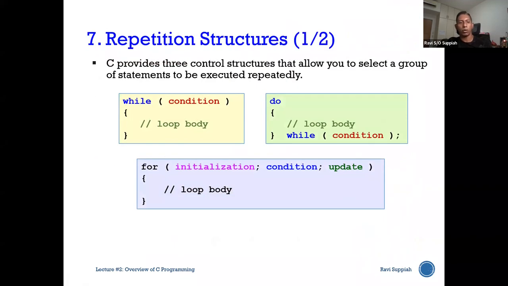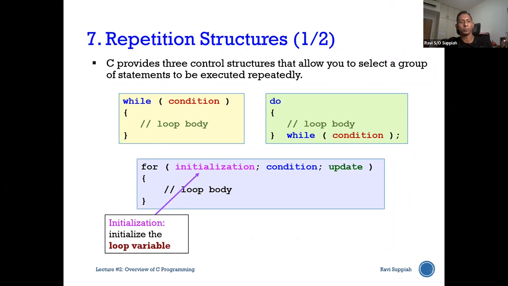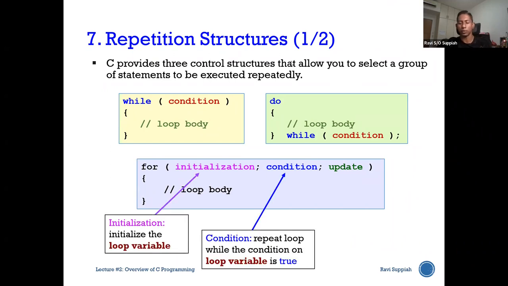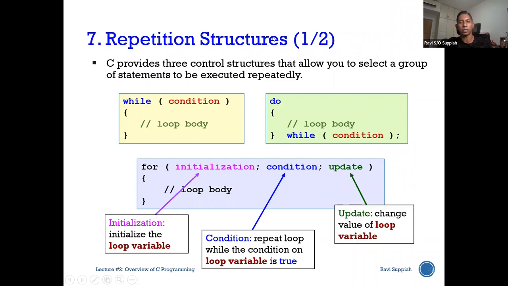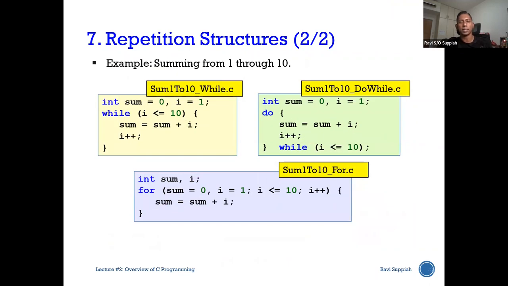Then you also have your repetition structures, your loops, which are while, do while, and for loop. I will again not go through all of this. I think you have sufficient exposure with all of this. Again, this is just an example to show you how you can perform the same thing, summing through 1 to 10 with three different approaches: a for loop, while loop, and do while loop.